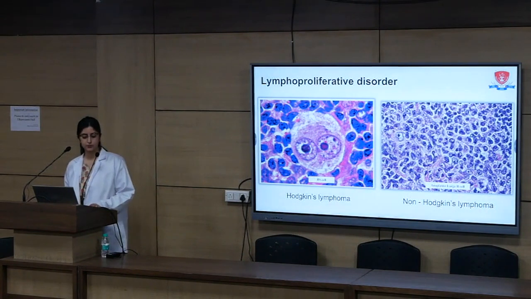Lymphoproliferative disorders. There are 2 types of lymphoma, Hodgkin's lymphoma and non-Hodgkin's lymphoma. The diagnostic characteristic of Hodgkin's lymphoma is an RS cell or the Reed-Sternberg cell, which is binucleated with prominent nucleoli and dense amount of eosinophilic granular cytoplasm. And in non-Hodgkin's lymphoma, we can see pleomorphic anaplastic large B cells.